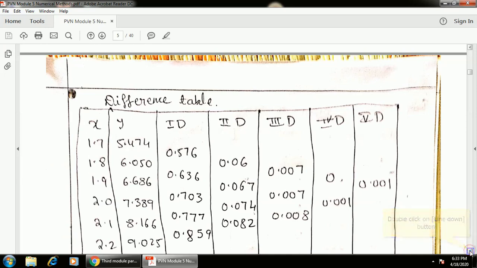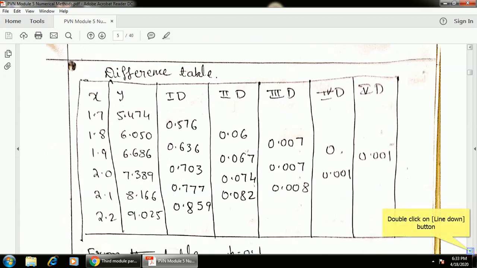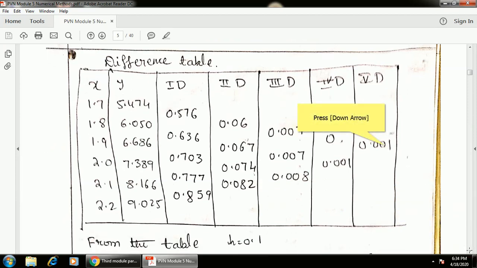First we'll form the difference table. The values of x are 1.7, 1.8 up to 2.2. Y values you have written. First order differences, whether it is the forward difference or backward differences, both are the same. It is just the difference table.